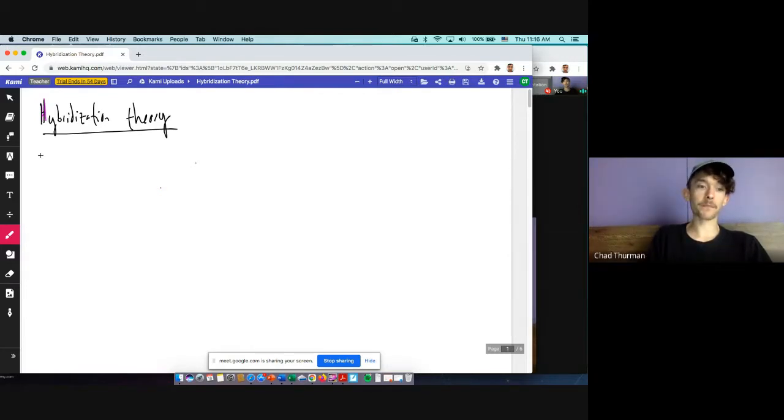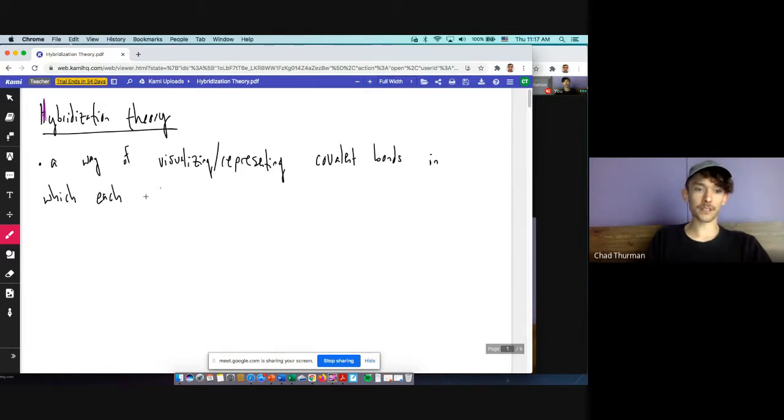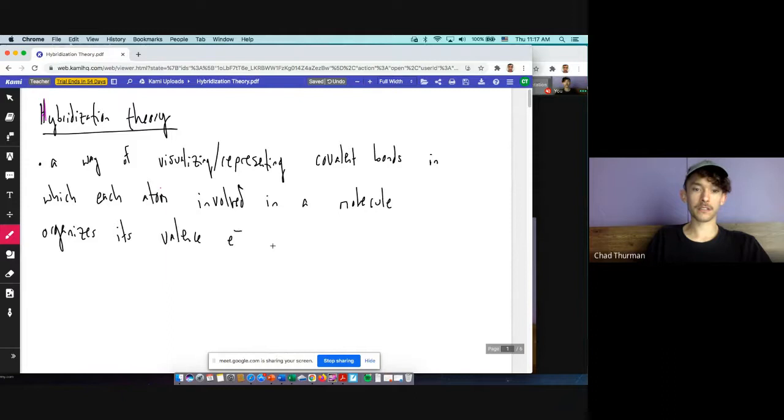So let's begin just with the definition. Hybridization theory is a way of visualizing or representing covalent bonds in which each atom involved in a molecule organizes its valence electrons into brand new hybrid orbitals which it utilizes for bonding.